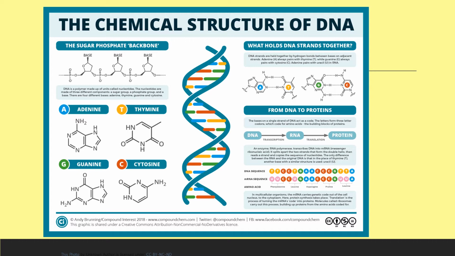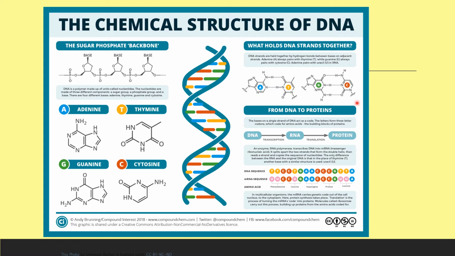When adenine and thymine form a bond, two hydrogen bonds are formed. In the case of guanine and cytosine, three hydrogen bonds are formed. So in this picture, you can see the hydrogen bonds formed between adenine and thymine, two hydrogen bonds, and three hydrogen bonds formed between guanine and cytosine.